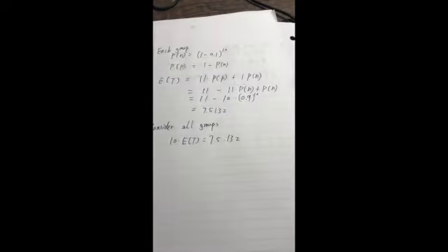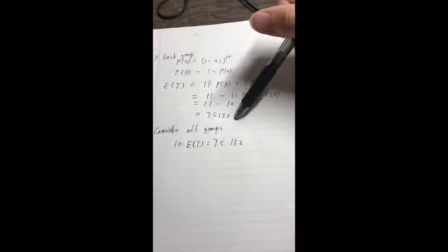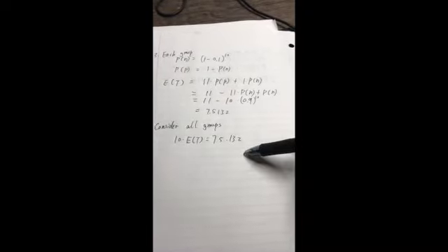So the expected number of tests for each group is 11 times the probability of positive, because in the case of positive we need 11 tests, plus 1 times the probability of negative, because if the result is negative, we only need 1 test. So we can calculate the value and get this result for each group. When we consider all groups, it's 10 times the expected value, so we get this result.